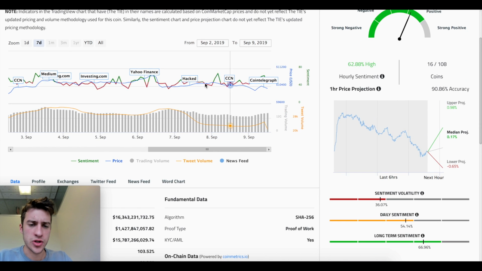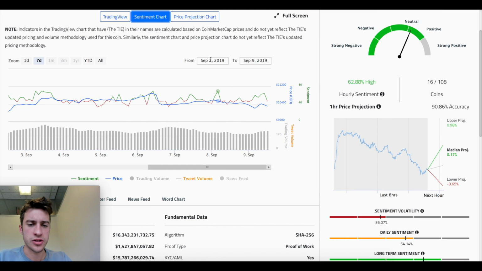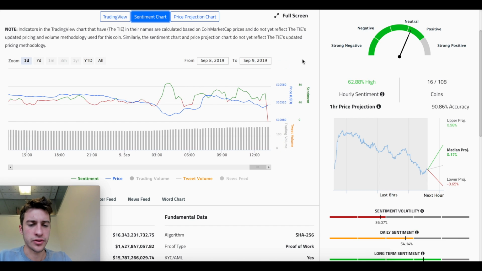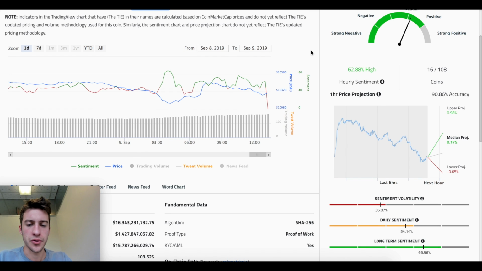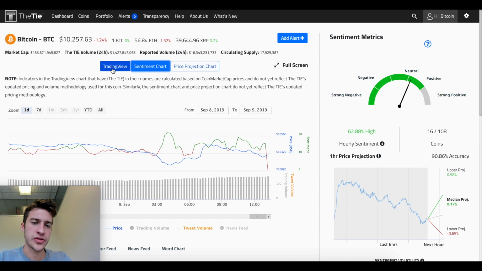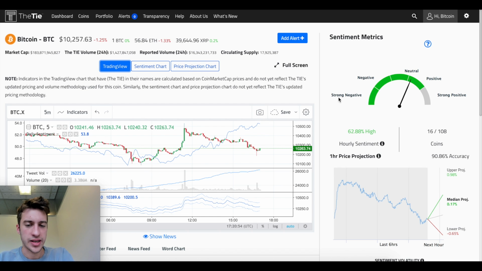They also have a sentiment chart, let me just make this a little bit simpler, with bullish and positive sentiment over time. As you can see, I can look at the 1 day, and we can see just how the sentiment has been, and so forth. There's a lot of things on here, and I'm kind of just going over the basics because I want to cover as many bases as I can.